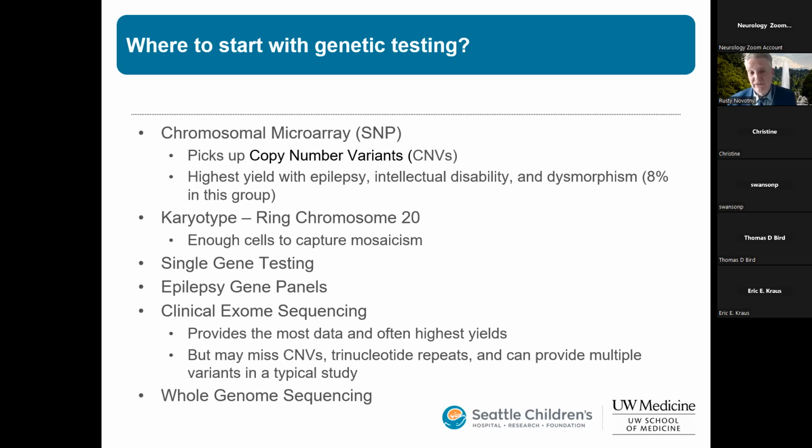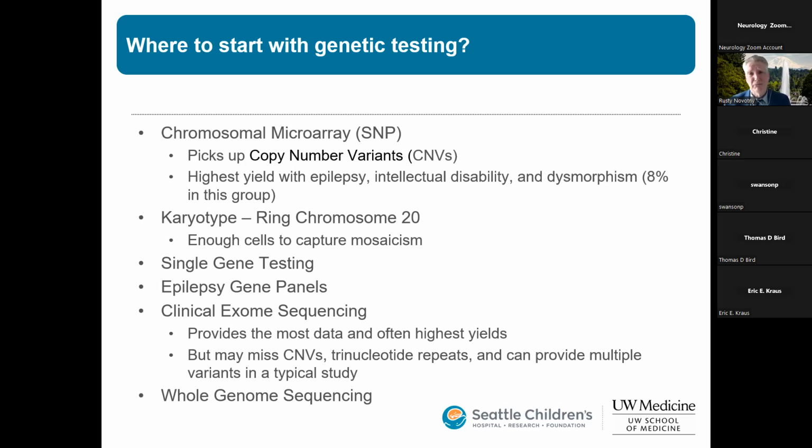This really has a fairly high yield in patients with epilepsy, intellectual disability, and autism, or when they have other dysmorphic features. It's still important sometimes to look at karyotype because the current genetic testing may not see major rearrangements in chromosomes. So there's a severe epileptic encephalopathy that's due to ring chromosome 20, and you need to look at those by traditional karyotype. There's single gene testing if you really feel that everything fits right.